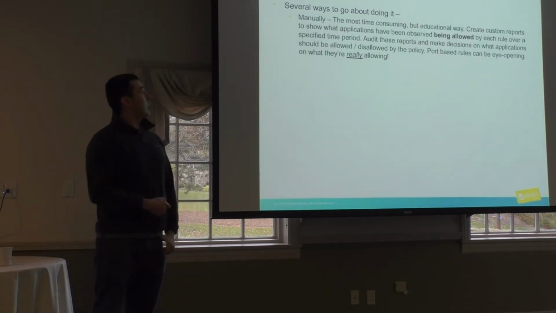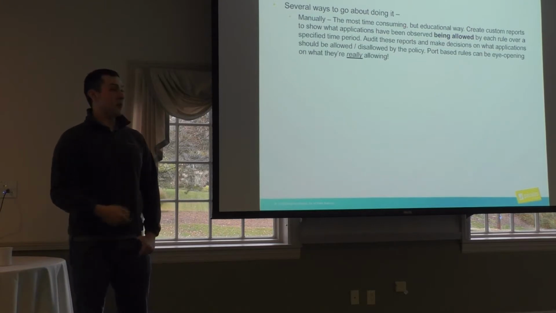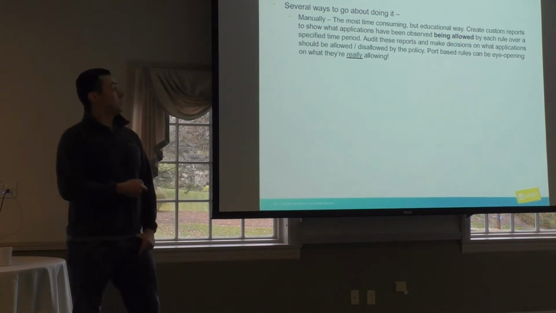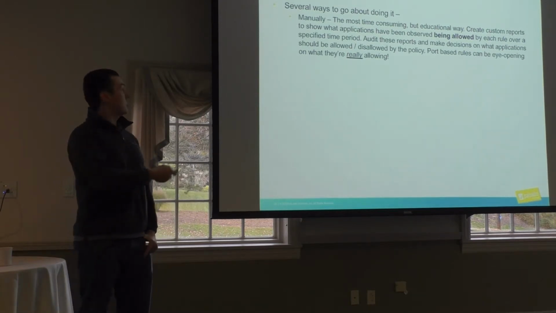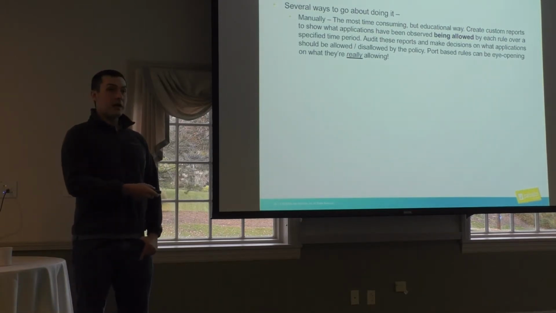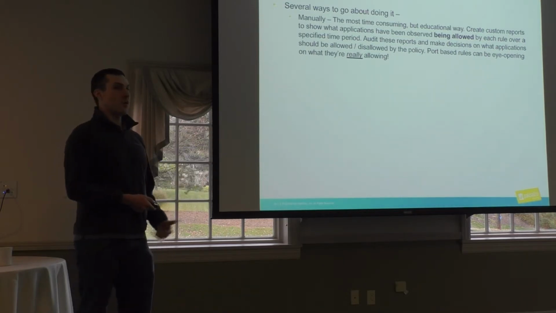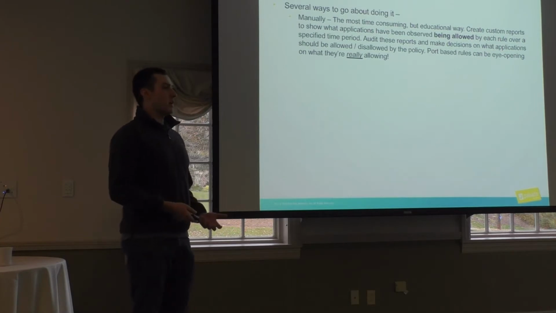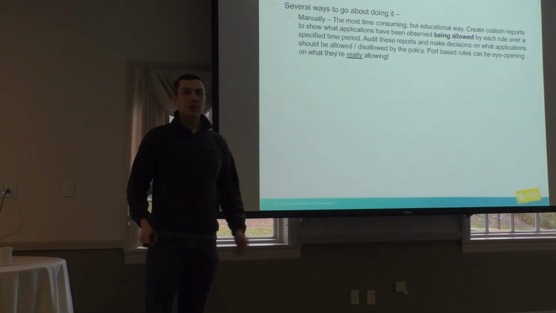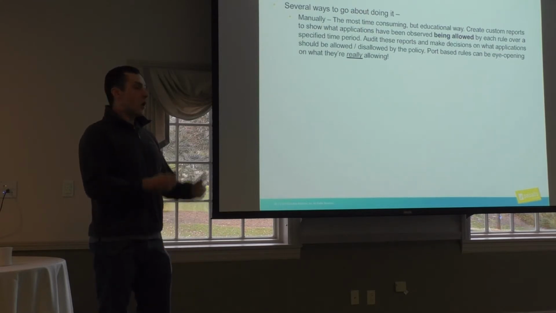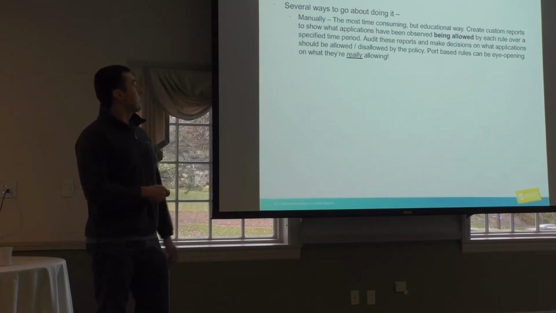You can do it manually. It is the most time consuming, but in my opinion, there is a benefit to doing it this way because it's very educational. Essentially what you do is you would create custom reports that go through all of your policies, and you look at the traffic logs for each one of those policies. Because if you have just port protocol rules, you want to know what applications are actually being allowed through by those. So you would make these custom reports, run them over a specific time period, and see what has been observed by a rule. So you audit the reports, and you make decisions on what applications should be allowed or disallowed by the policy.